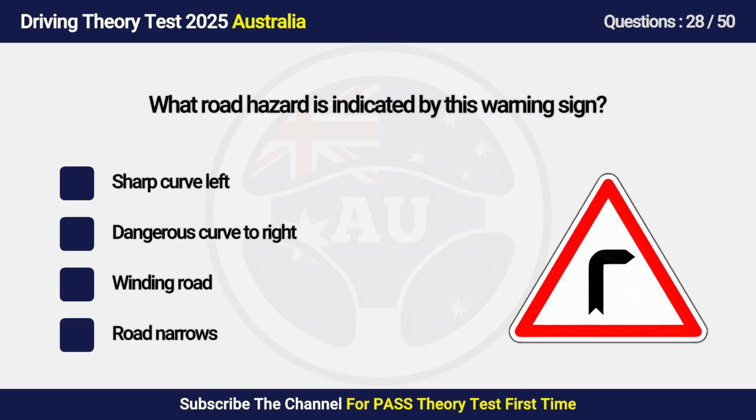A. Sharp curve left. B. Dangerous curve to right. C. Winding road. D. Road narrows.